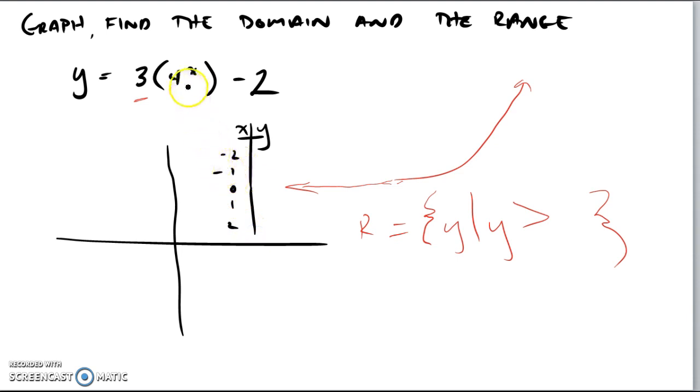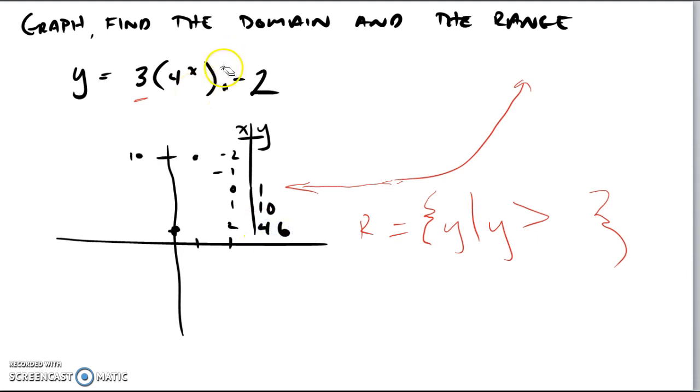0 is easy. 4 to the 0 power is 1. 3 times 1 is 3. So we get 0, 1. We can plot that. And we're going to figure out where this curve is going. Sorry, that's 0, -1, right? No, 0, 1. And then let's put in 1 for x. 4 to the 1 power is 4. 3 times 4, 12 minus 2 is 10. Put 2 in, we've got 16. 3 times 16 is 48. 48 minus 2 is 46.